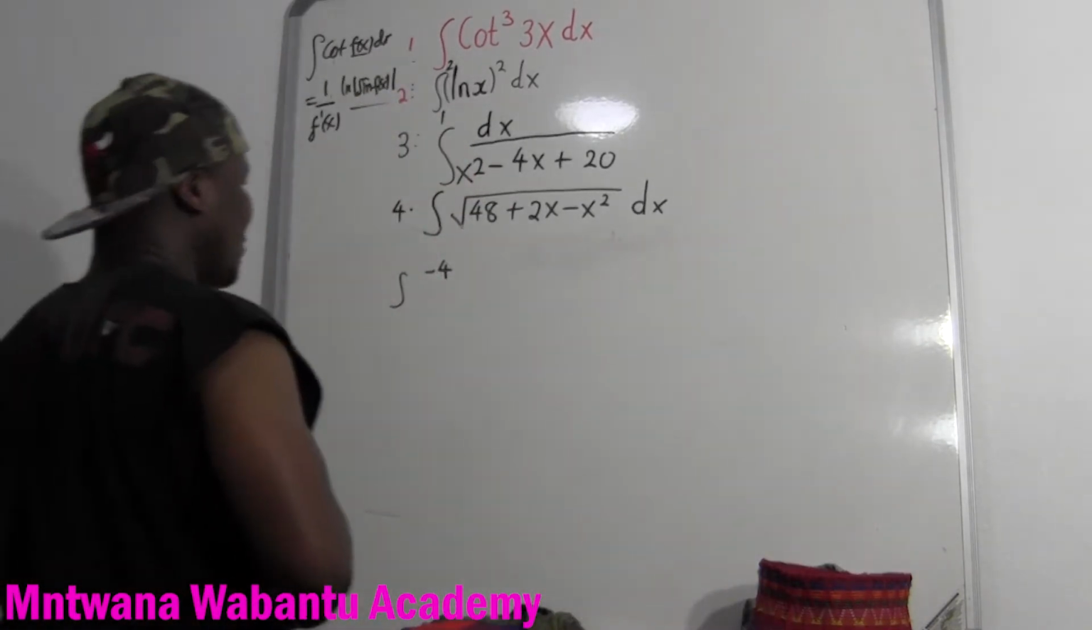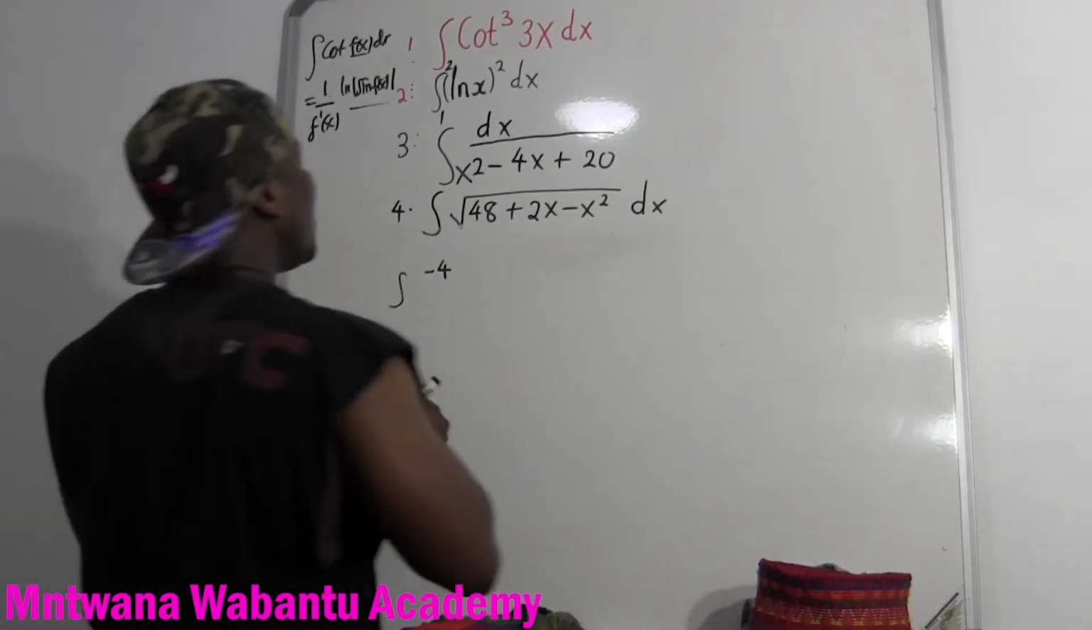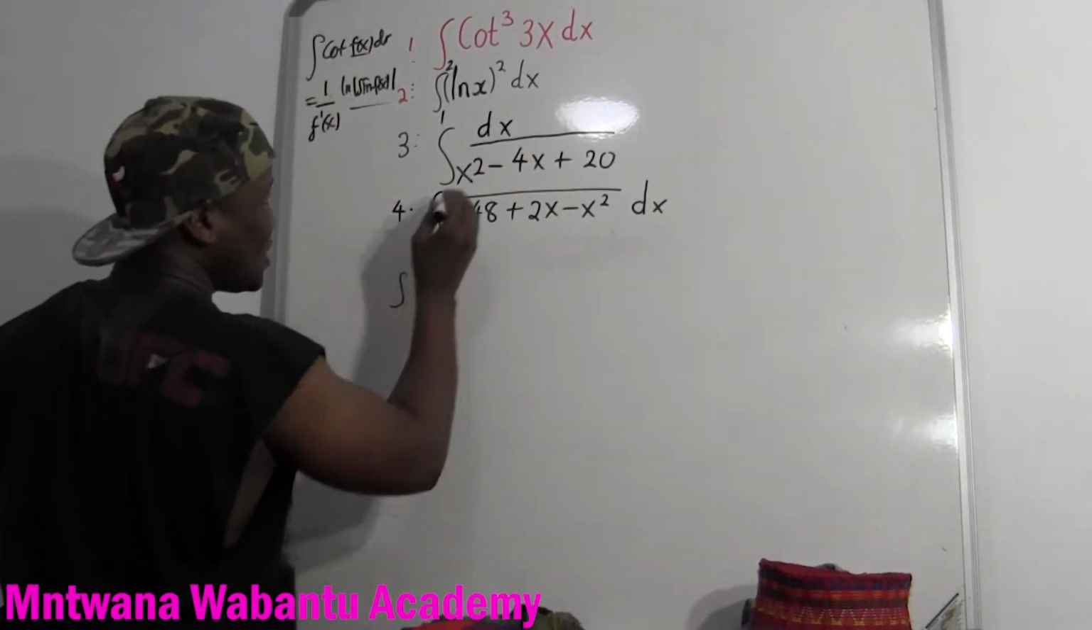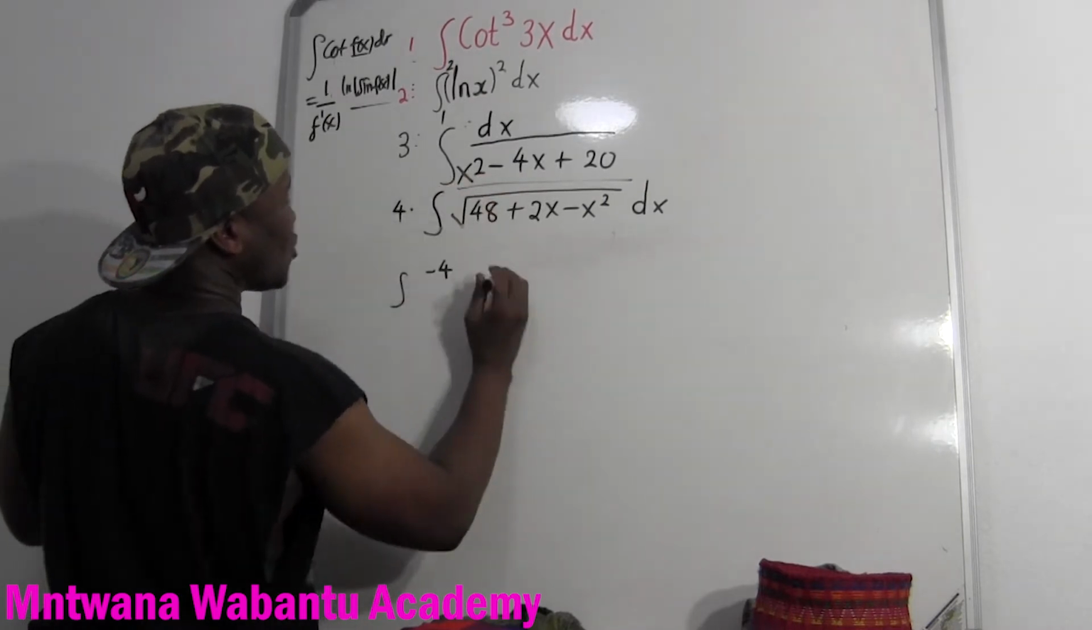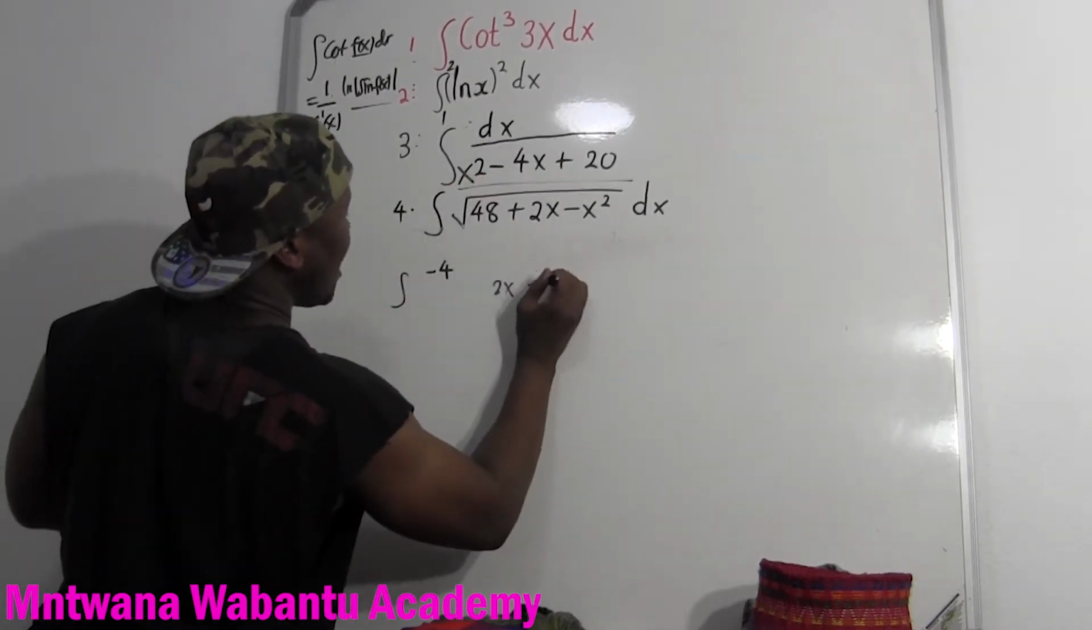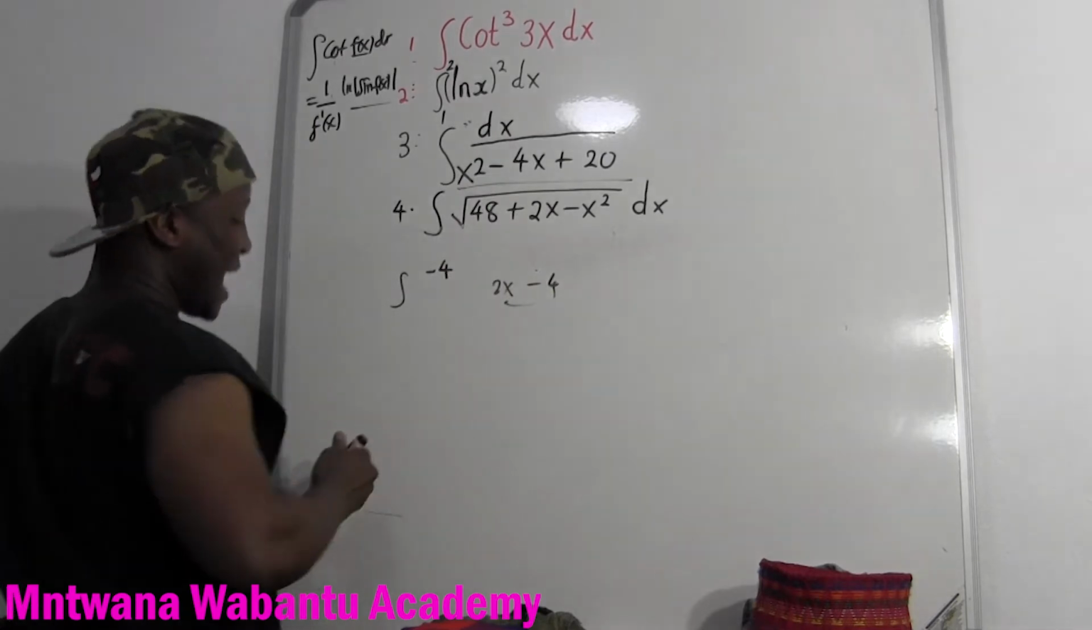So how do you do substitution? For substitution, if this was substitution, you know how it would be? Substitution means when you differentiate this, you must get something on top. If you look, this is going to be 2x when you differentiate, and this going to be -4. We don't have anything on top, so we cannot do it by substitution.